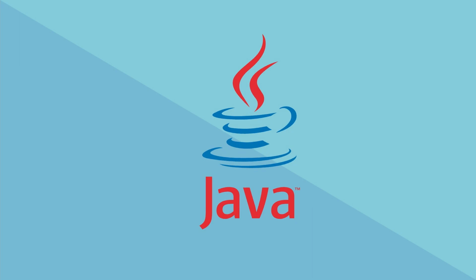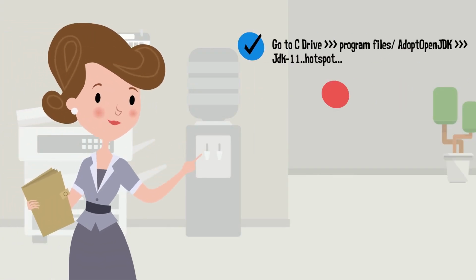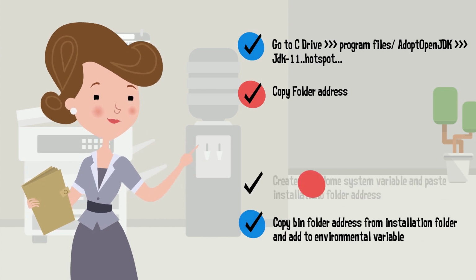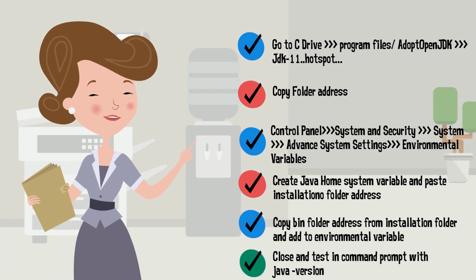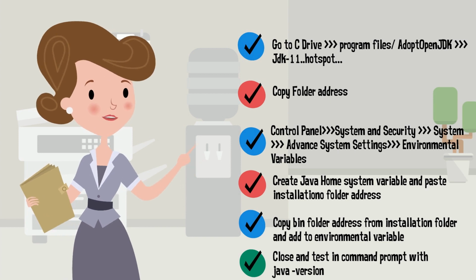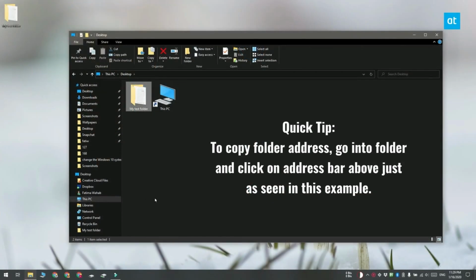Now, after installing JDK, in Windows, you go to Program Files folder in your drive. Inside Program Files, we check for Adopt OpenJDK folder. Now, inside Adopt OpenJDK folder, we see the JDK 11 we installed. That's if you installed JDK 11. If you installed another JDK from Adopt OpenJDK, you should see that as well. Now, we need to copy this folder address. That is the link to the folder.